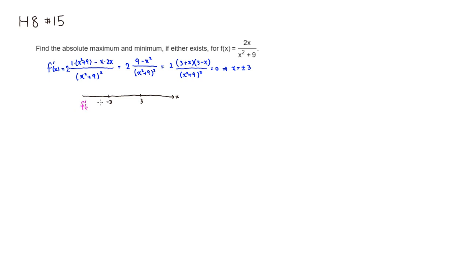For anything smaller than -3, I'll try -4. With a -4, 3 plus x is negative and 3 minus x is positive, so this is going to be negative here. Between -3 and 3, I'll try f prime of 0, which makes both factors positive, so it's positive there. For anything bigger than 3, I'll try 4. 3 plus 4 is positive, 3 minus 4 is negative, so positive times negative is negative.